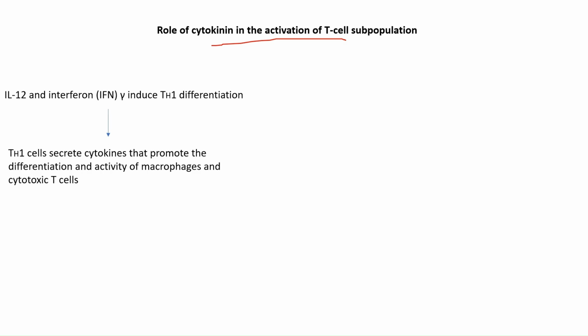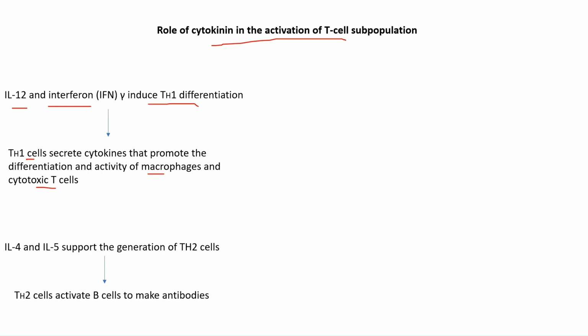So now if we see the role of cytokines in the activation of T cell subpopulations, these interleukins or these cytokines, try to remember these cytokines at least. No need to remember all the cytokines and everything. If you remember this much also, it is good. So interleukin 12 and interferon gamma induce TH1 differentiation, and the cytokines secreted by TH1 cells in turn will help in the differentiation and activation of macrophages and cytotoxic T cells.